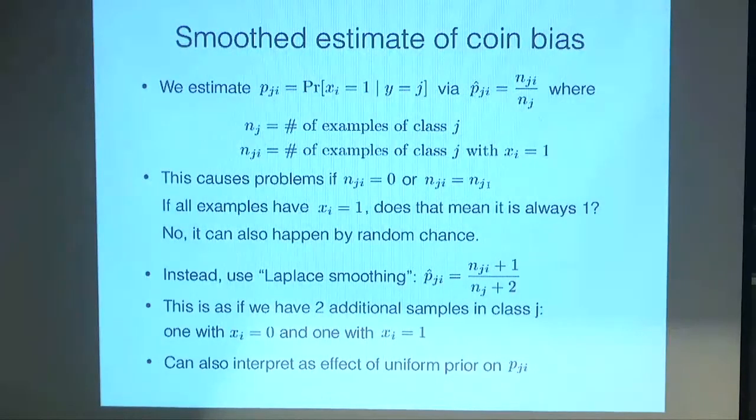So a way to get around this problem is to use what's called Laplace smoothing, where we modify this a little bit. Instead of just this empirical fraction, we add 1 to the numerator and we add 2 to the denominator. An interpretation of this is that it's as if you have 2 additional samples within class j, where one sample has the pixel value equal to 0, and the second has pixel value equal to 1. When you have a lot of samples, when n sub j is very big, then adding 2 here doesn't really change anything, and adding 1 here doesn't really change anything. So for large values of n, this is still pretty close to what we would get under our usual estimator. But in some cases, this actually helps stabilize your estimator and has good performance.